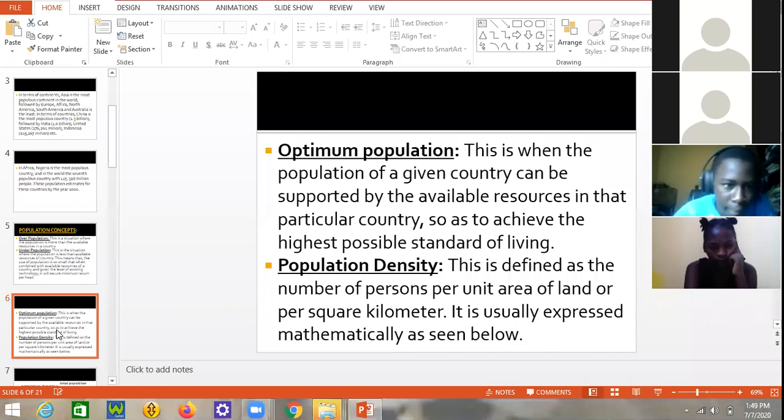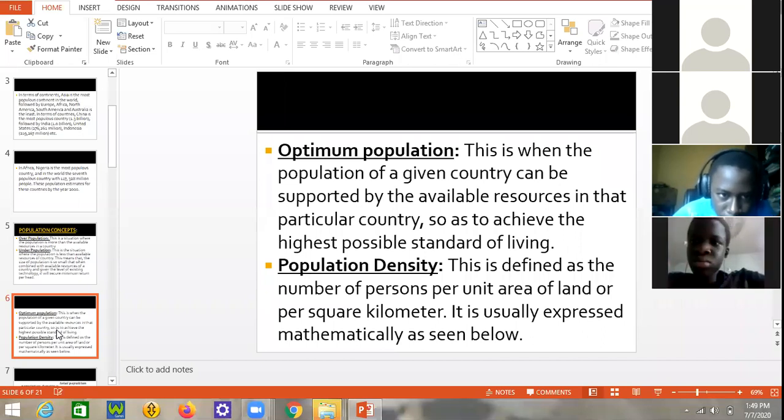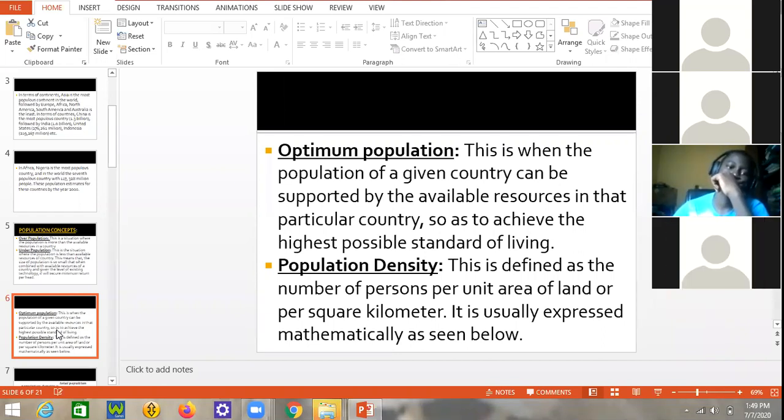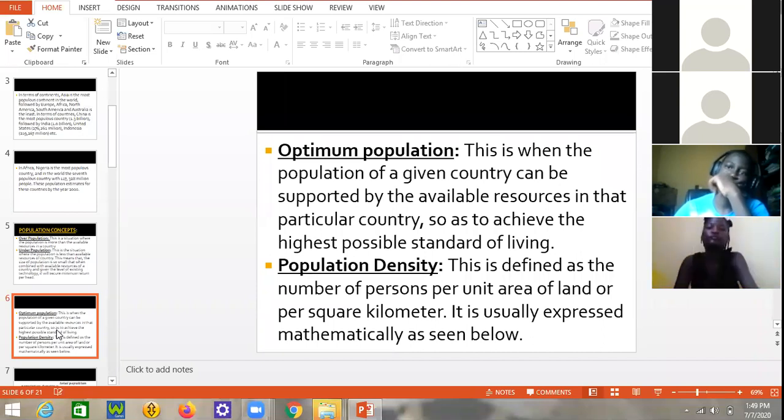Another concept is population density. Population density is defined as the number of persons per unit area of land or per square kilometer. So this is talking about the number of people per square kilometer. You consider the population of a place and also the land area of that place. When you put this together, it gives you your population density.